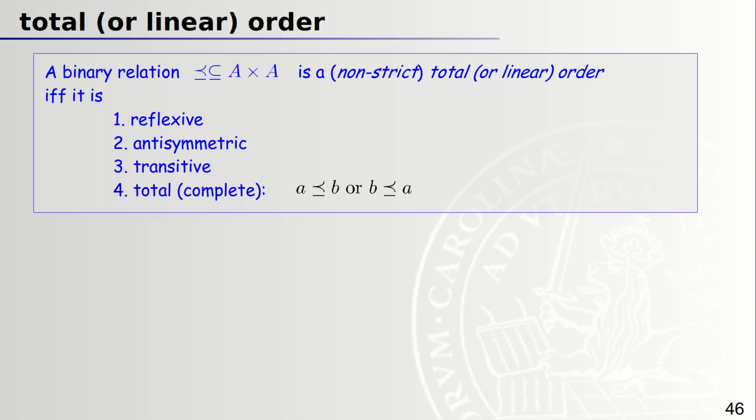A non-strict total order over A is reflexive, antisymmetric, and transitive, just like partial orders, but in addition, it is required to be total. That is, any pair of elements of A are related to each other, one way or the other.